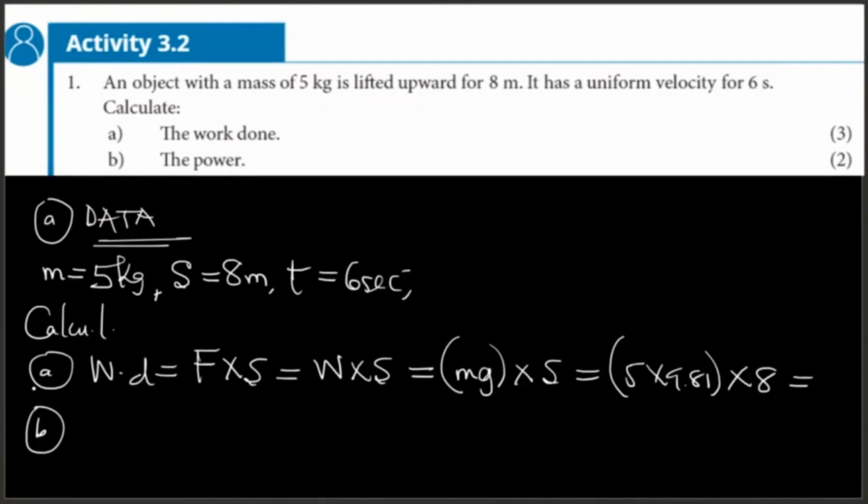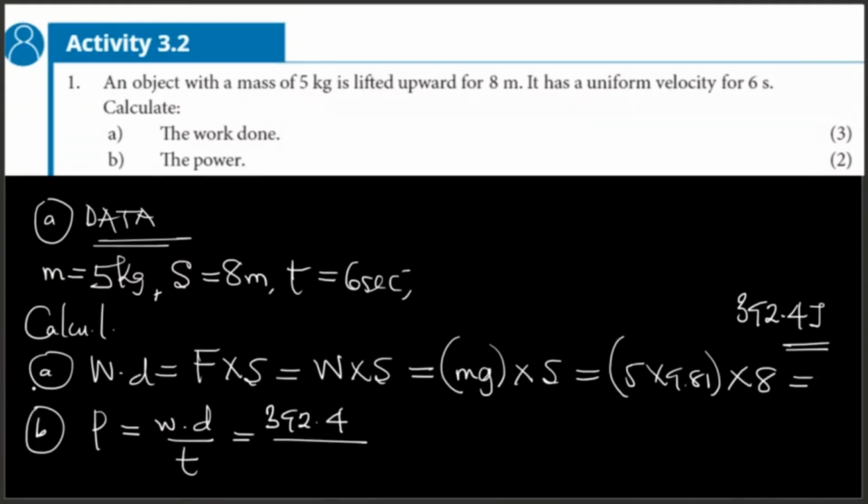The power, of course, because you have your work done, power is the rate at which work is done. So when you get your work done here, you just divide by time in order for you to get your power. What's the work done? 392.4, right? What's the unit for work done? Joules.